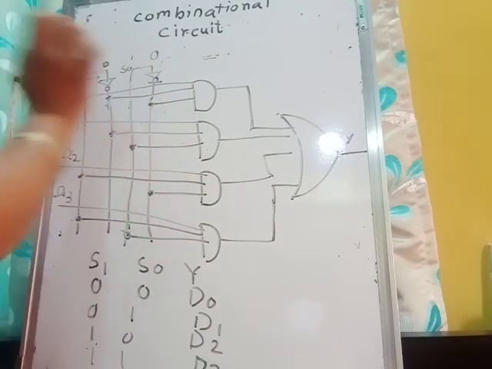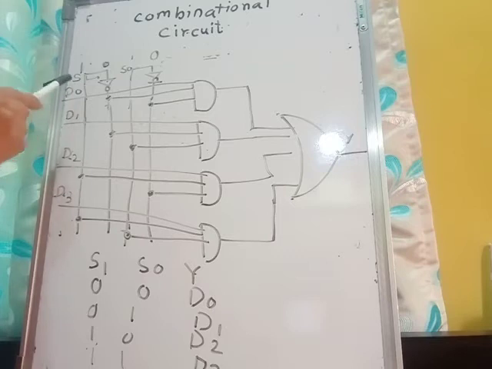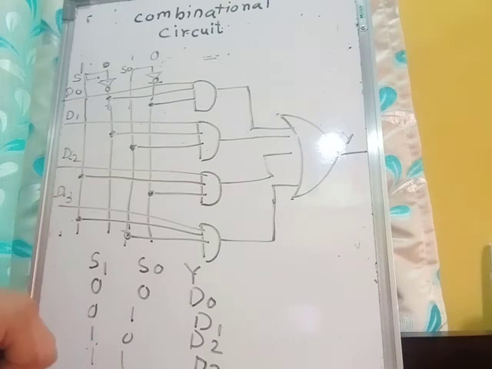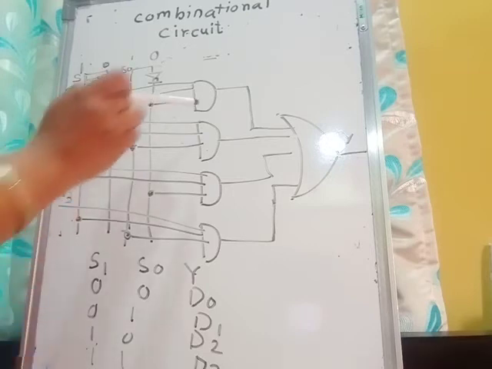By mistake I told you that. But here we have D0, D1, D2, D3. These are the input lines, S1 and S0. These are the 2 control lines which are called select lines. And there is 1 output. It is very much similar to a single pole 4-way switch. The pole can be connected to any of these 4 inputs.